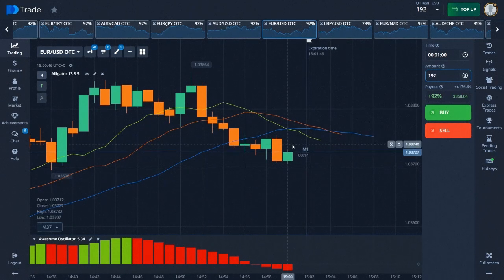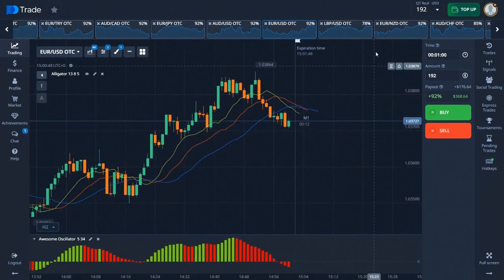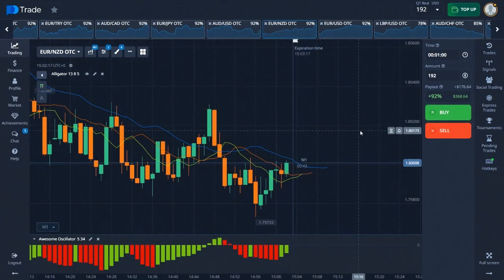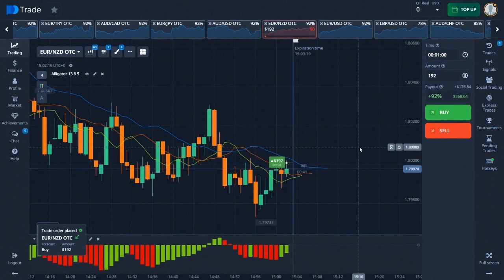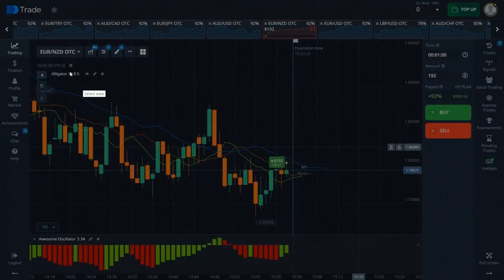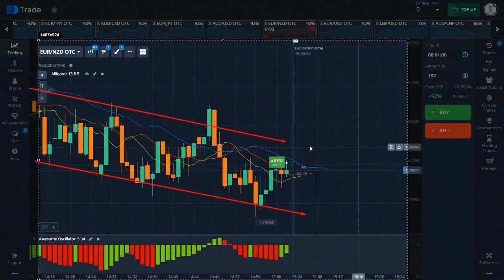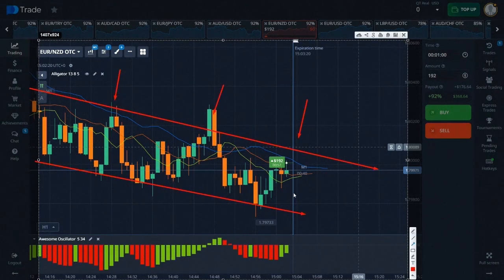So, friends, our first transaction ended in plus. Here we were able to earn $92 on top. A good result. We set the amount at $192 and move on to the next asset. So, friends, we will open the next deal on this asset. A position for an increase. We open at $192 and let's analyze the situation.